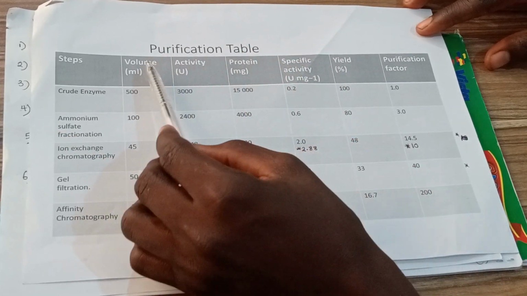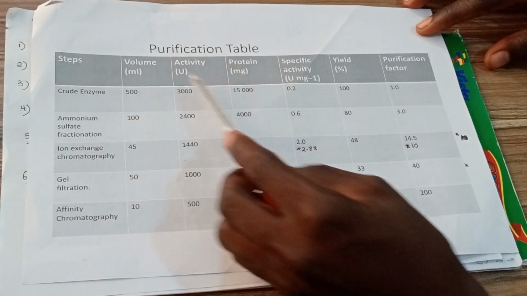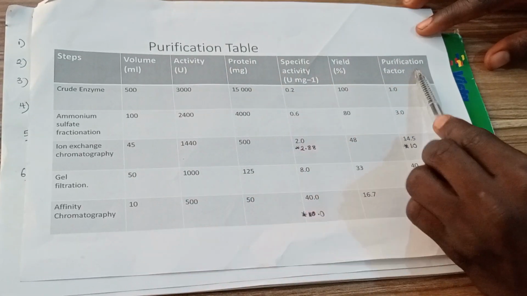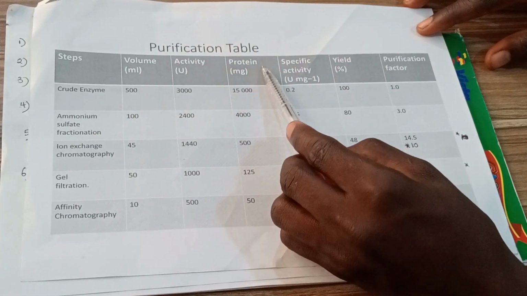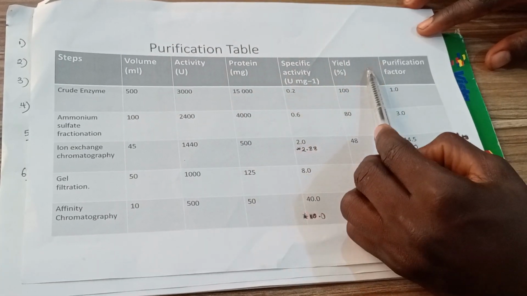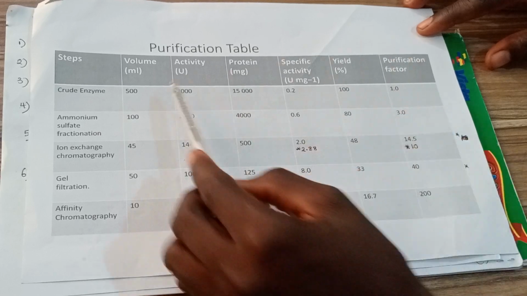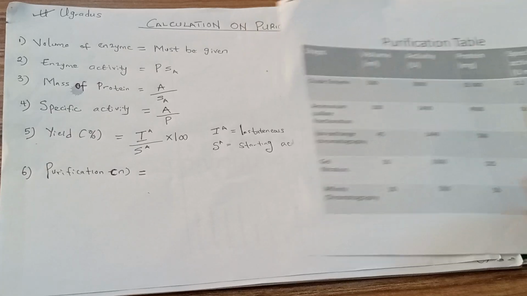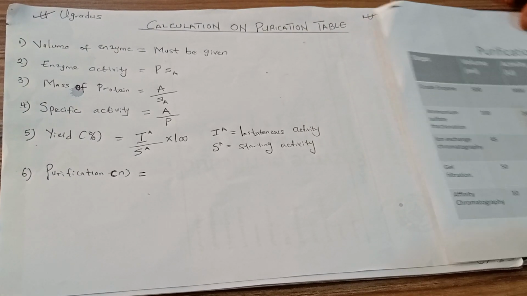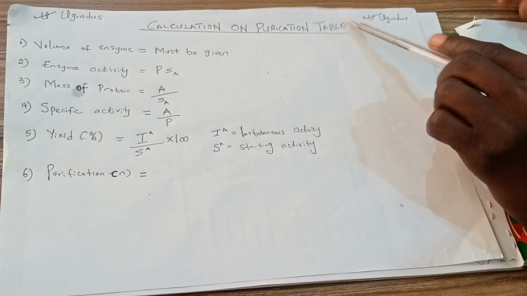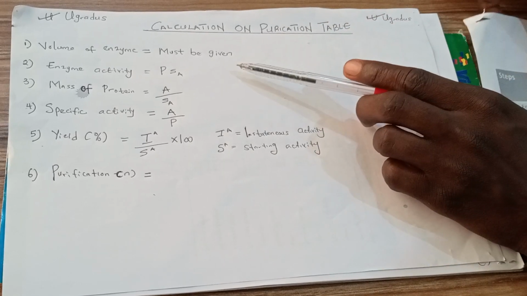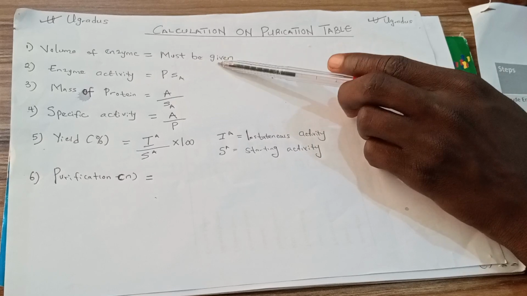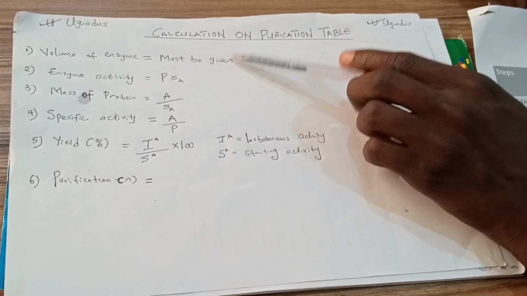concepts. Now, this sheet is showing you 1, 2, 3, 4, 5, 6. So I'm going to be talking about 1, 2, 3, 4, 5, how you can calculate them: activity, protein, specific activity, yield, and purification factor. But volume must be given. Now, let's start. In this sheet, I target calculation on the purification table. So anytime you want to calculate for the volume of an enzyme, as you can see, I said that it must be given. So there's no way you can calculate for it. You have to have it in your table.